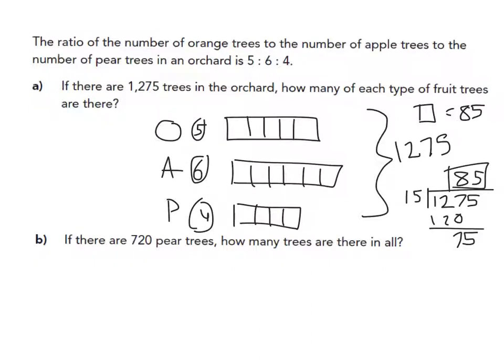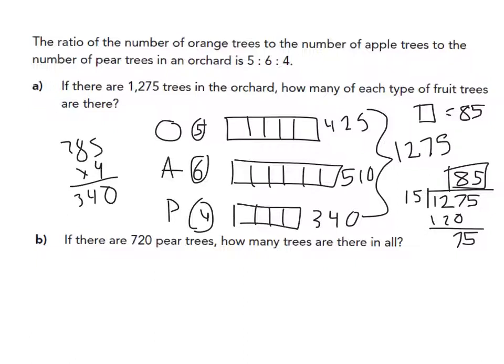So if I can find what 4 pieces are, in this case 4 times 85, this is 340. And the orange trees are going to be another 85 on top of that. So it's going to be 425. And then the apples are going to be another 85 on top of that. So it's going to take this up to 510. So there's 425 oranges and 510 apples and 340 pears.